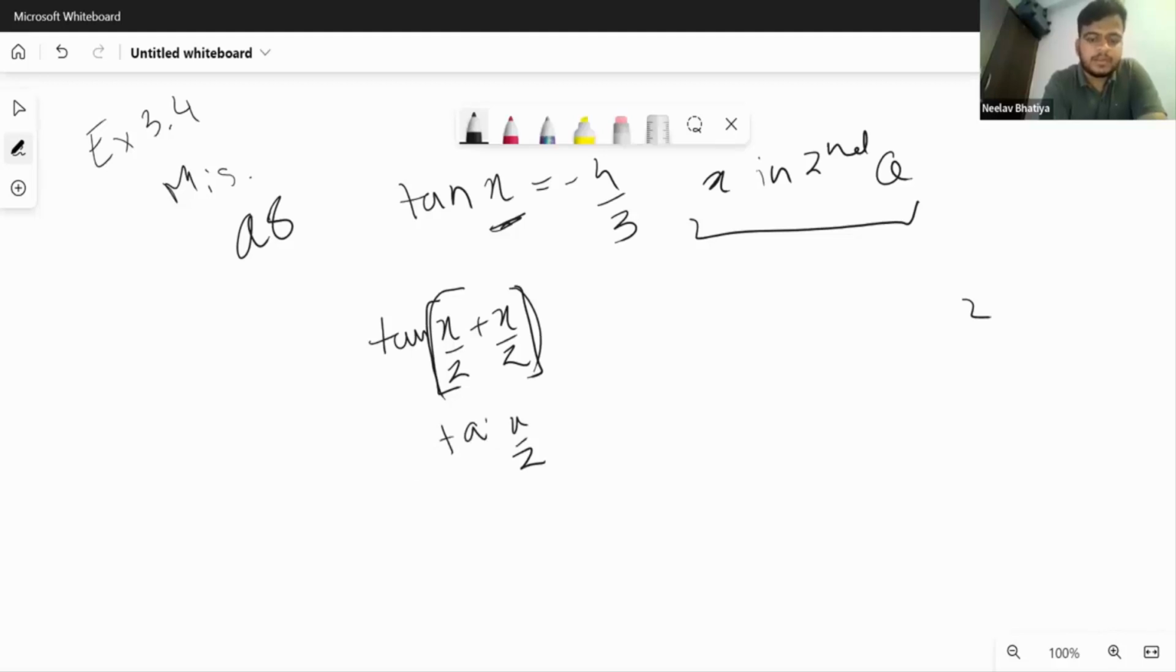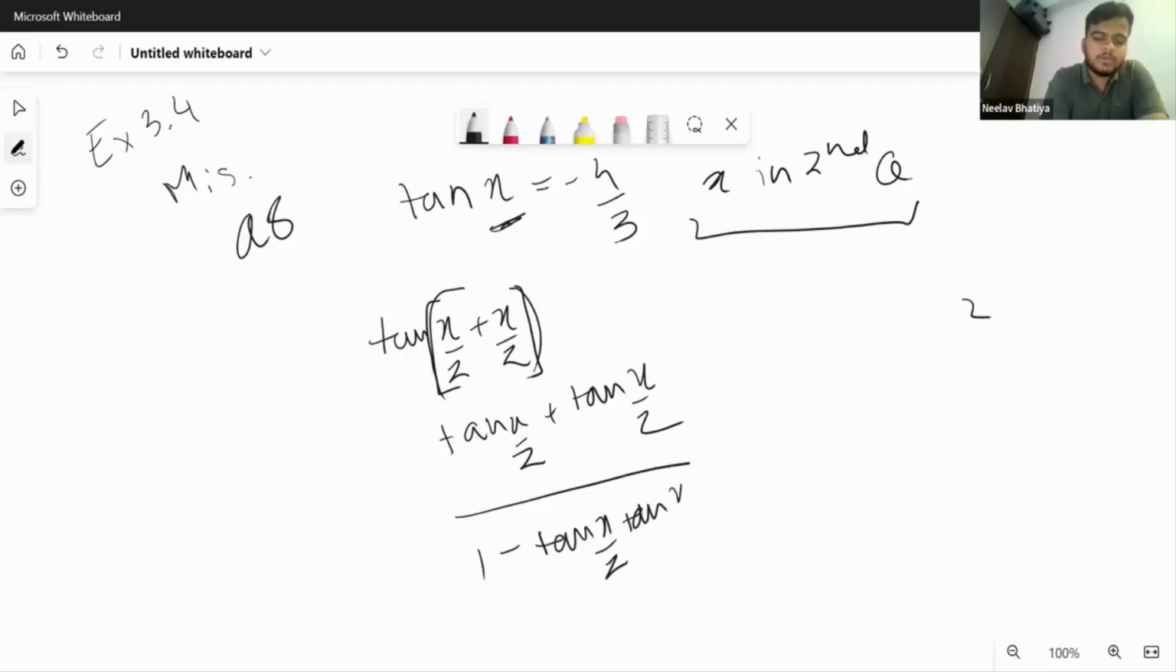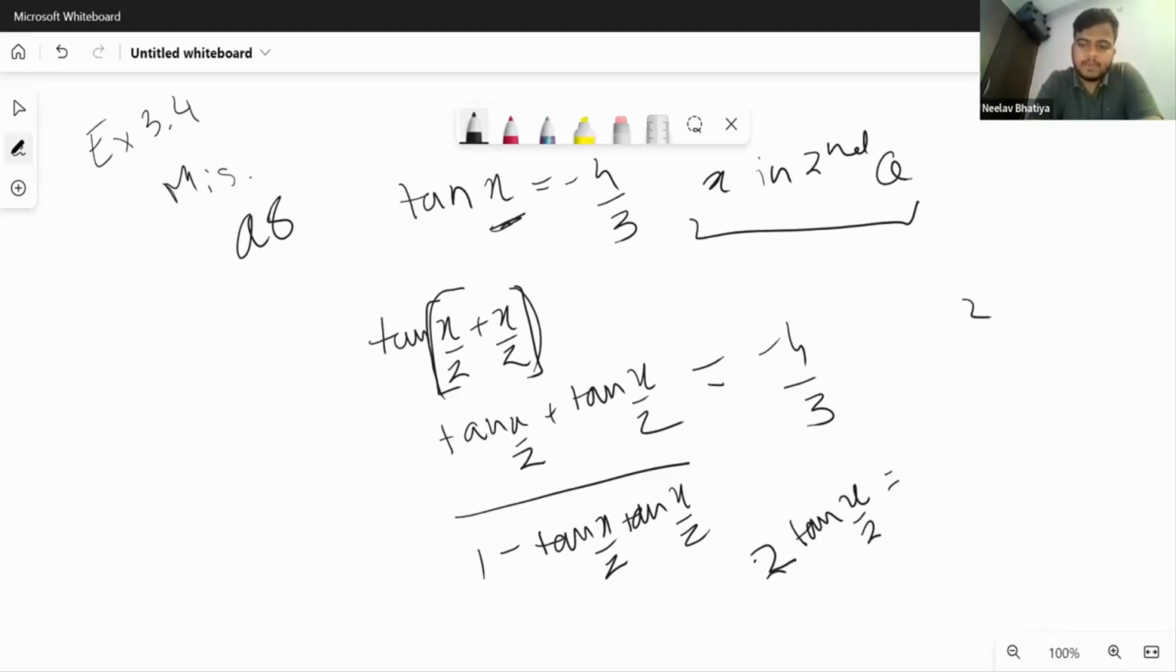Simplify this first. Write this, plus tan x by 2 upon 1 minus tan x by 2, correct? Equal to minus 4 by 3. That makes sense? So what I'll get is 2 times tan x by 2 upon 1 minus tan squared x by 2, is equal to minus 4 by 3. 2 and 2 get cancelled.